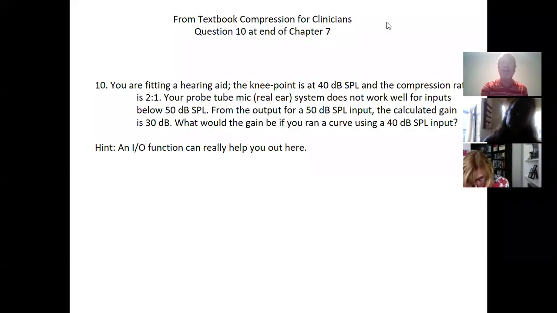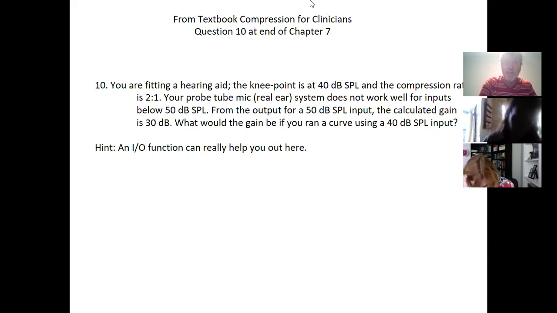Okay, so here we go. Share screen. Let's do number 10. It deals with real ear, but it deals with input-output functions. You are fitting a hearing aid. The knee point's at 40 dB SPL, and the compression ratio is 2:1. So it's probably a WDRC, isn't it? Low compression ratio. Usually WDRC is around 2:1, maybe 3:1. You get more than that, you start getting into output limiting.